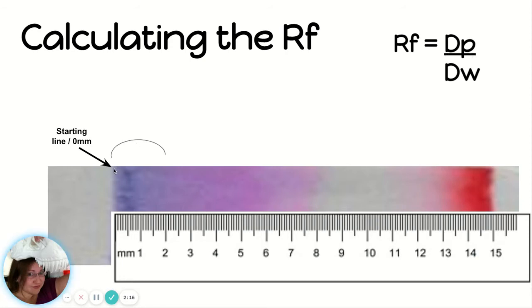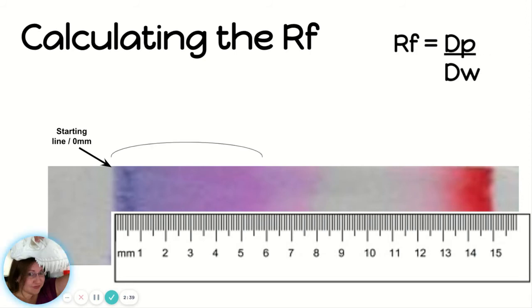And our distance that the water traveled, our distance that the solvent traveled, is going to be the entire length of this filter paper from the starting line, our initial starting at 0 millimeters, to 15 centimeters. So when we plug this into our equation, this is going to be 2 centimeters divided by 15 centimeters.